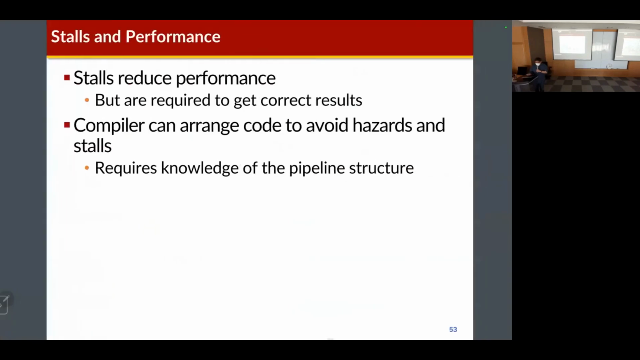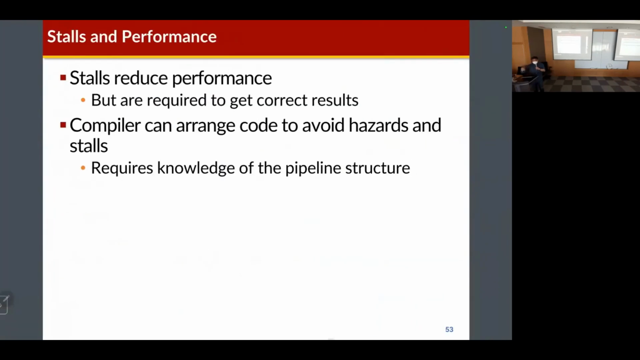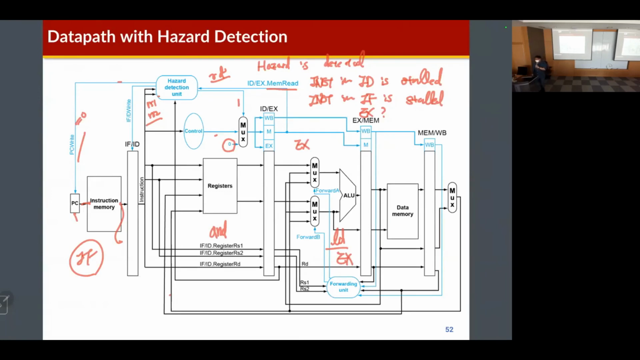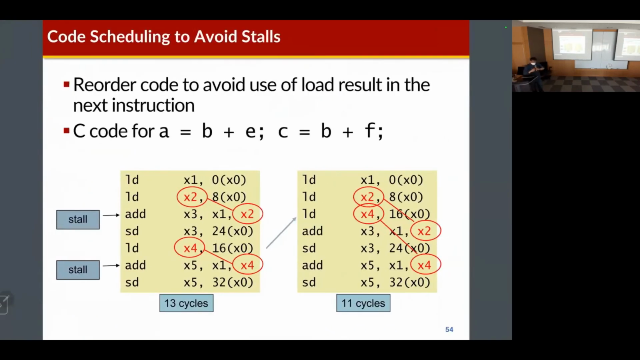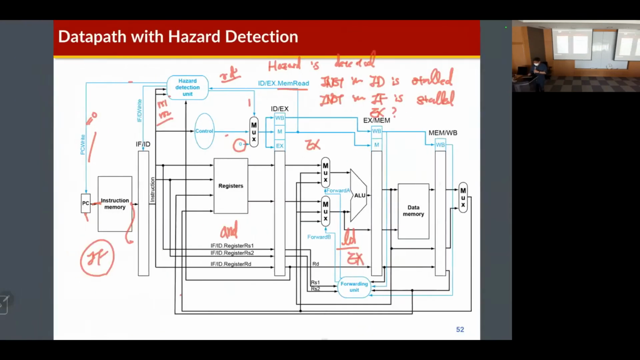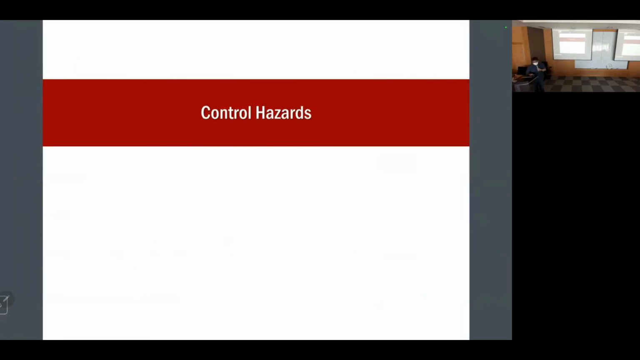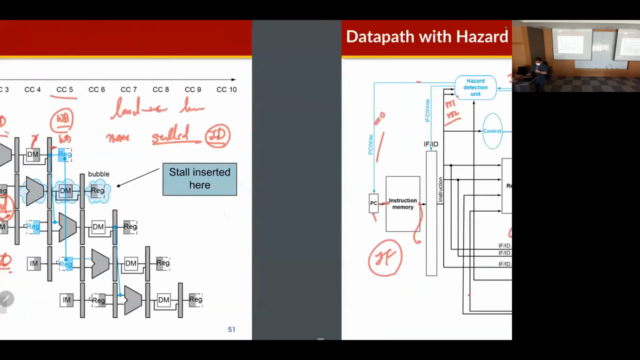So we already learned that by adjusting the order of the instructions, we can improve the performance. But if we cannot adjust the order of the instructions, then the hazard is detected, and just one clock is wasted. So I think I need to stop here because we don't have enough time to discuss the next topic, the control hazard. So this is the end of today's class.